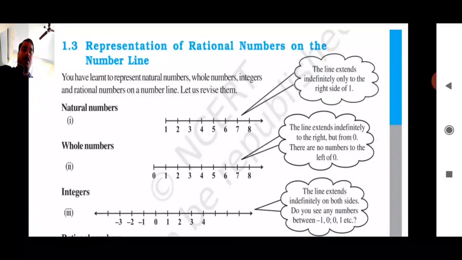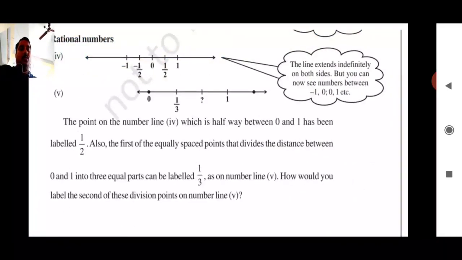Similarly, if you want to represent integers on a number line, then the number line extends on both sides of 0, means right side of 0 and left side of 0. On the right side of 0 we represent positive integers and on the left side of 0 we represent negative integers. What about rational numbers? If we want to represent a rational number on a number line, then we put 0 on the number line, then mark 1, 2, 3, minus 1, minus 2, minus 3, similarly as in integers, and then find the next rational number between two integers.